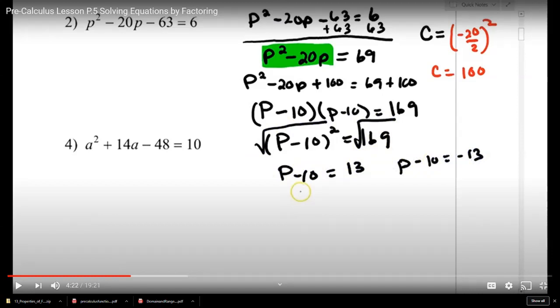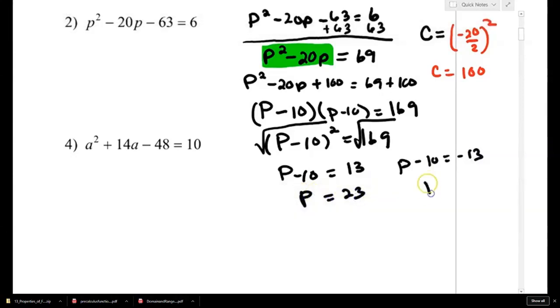This is a perfect square. You see how it's the same term, I mean, not term, same factor. So p minus 10 to the second power. Get the square root. 169 is a perfect square. So the square root of 169 is 13 and negative 13. So now we're left with 23 and negative 3. Solve for p. In this case, p can be 23 or p can be negative 3.